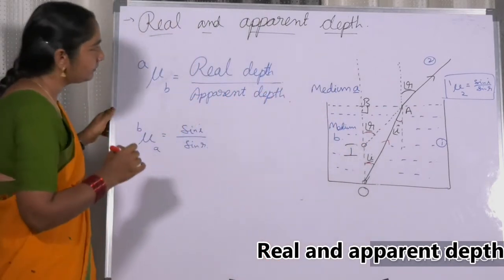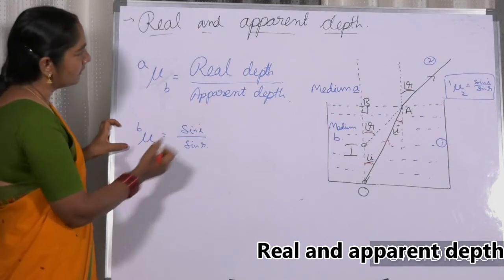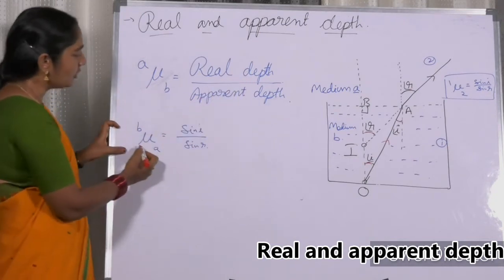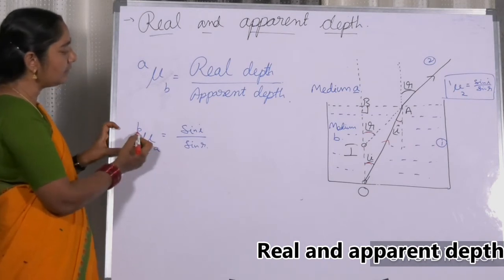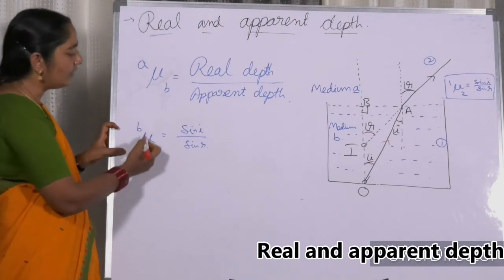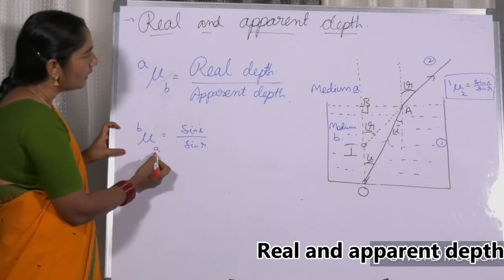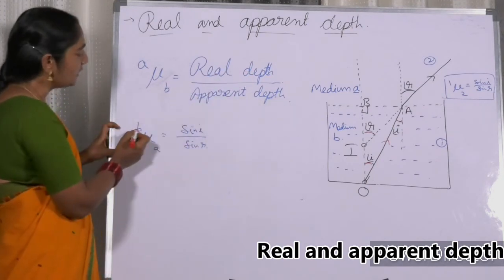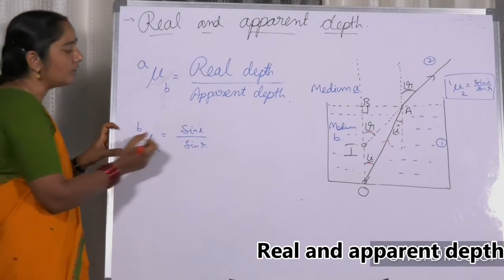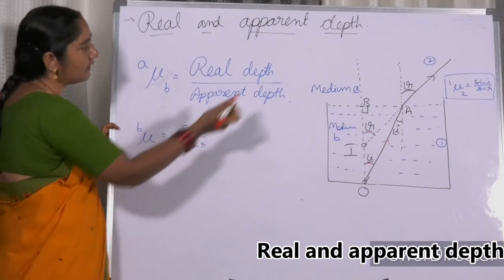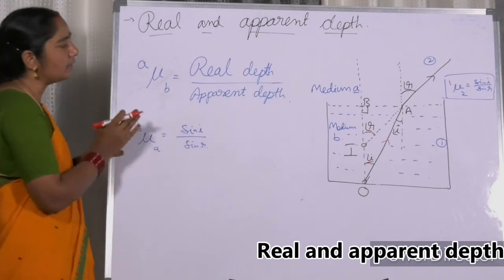Now here my dear friends, the second medium is air. So the refractive index of air, medium A, with respect to medium B, please don't get confused. The refractive index of medium A, that is the second medium, with respect to the first medium, that is medium B, here water, is equal to sin I by sin R. Just replace 2 and 1 by A and B, that's all.